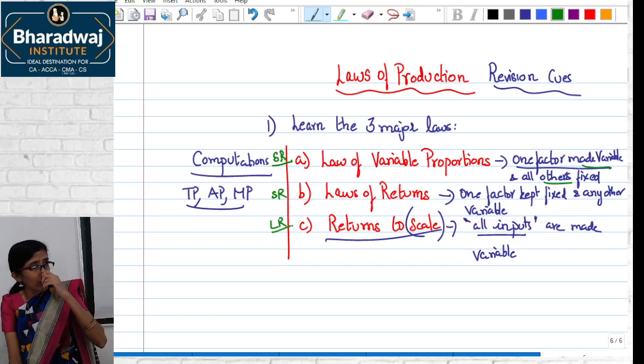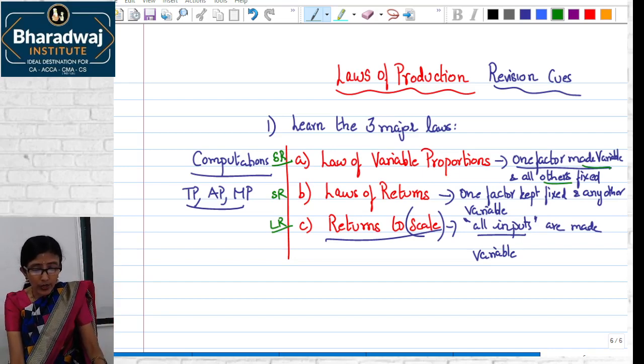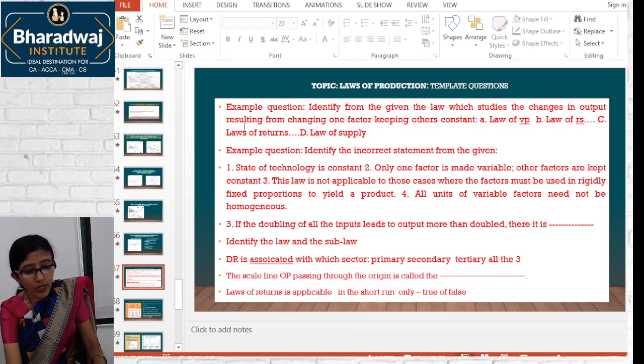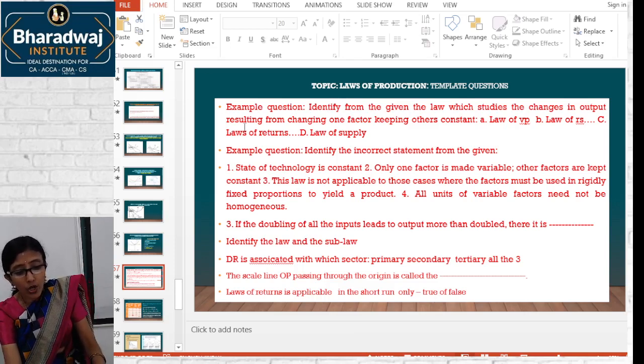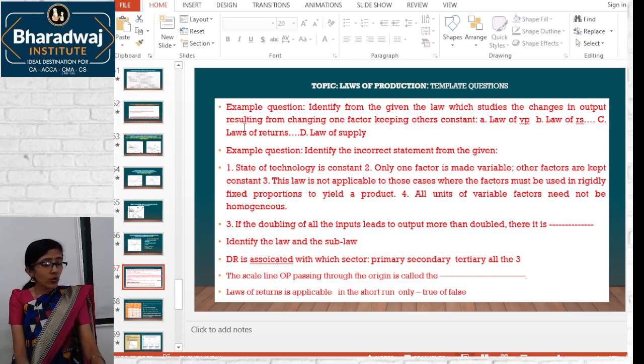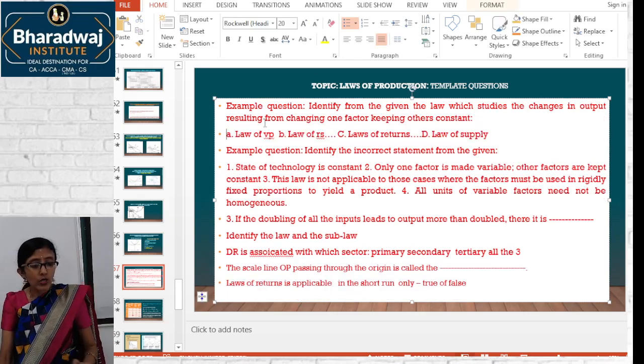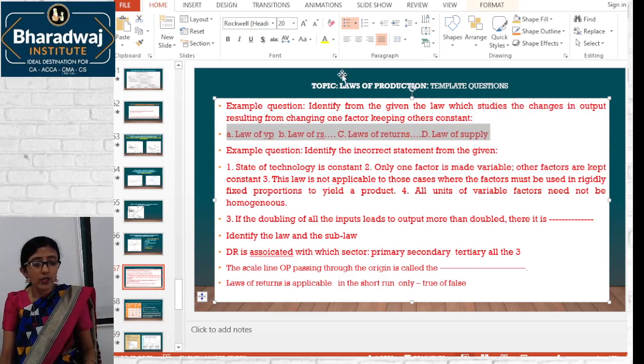Okay, that is one type of question. And identifying the law itself from the graph, from the table, etc. That is one important thing. Now, look at this example question I've given you here. Identify from the given law which studies the changes in the output resulting from changing one factor, keeping others constant. So look at this question and answer. I will put these options down in a different color so that you are clear with the options.